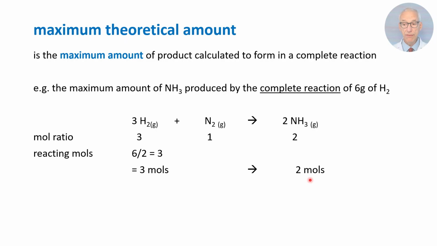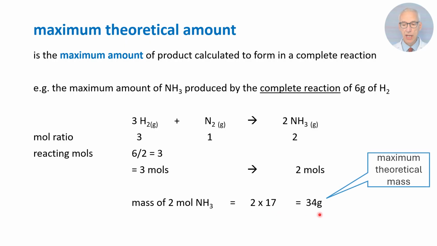But it's convenient to convert that into numbers of grams. So the mass of 2 moles of ammonia is 2 multiplied by 17, comes to 34 grams. That is the maximum theoretical mass of ammonia that could be obtained. So from the balanced chemical equation, predict the maximum numbers of moles, convert that into a maximum amount in grams.